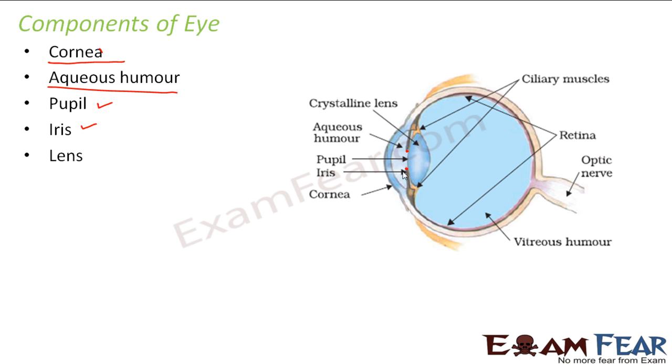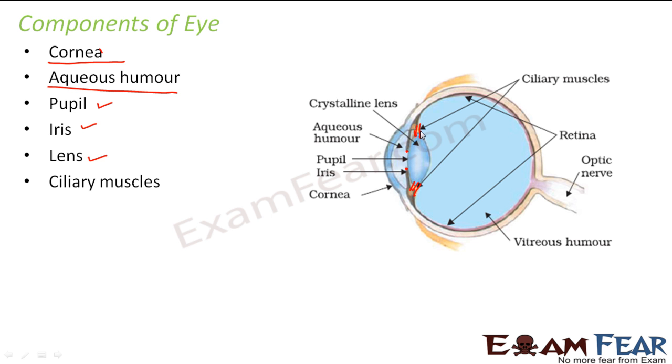Next is the eye lens, which actually forms the image of the object. In our previous lesson, we talked about how image formation takes place by a lens, right? So here also the eye lens serves the same purpose. It helps in the formation of the image. Then you have something called ciliary muscles. In our next few slides, we will talk about the function of each of these parts. Here I am just trying to make you aware of the different parts which make up the eye.